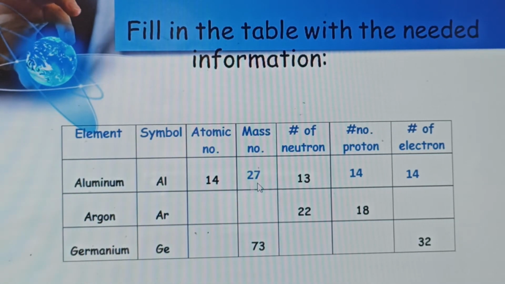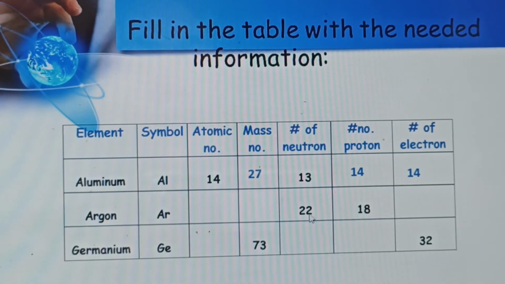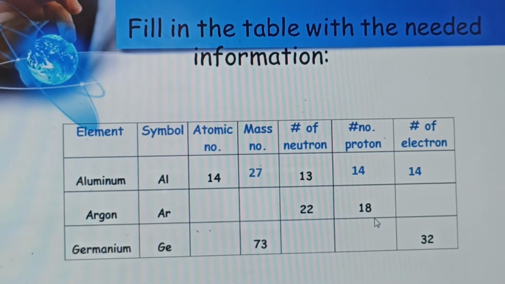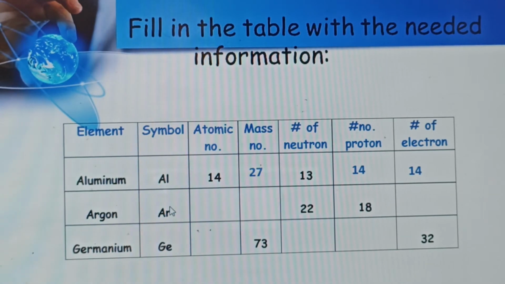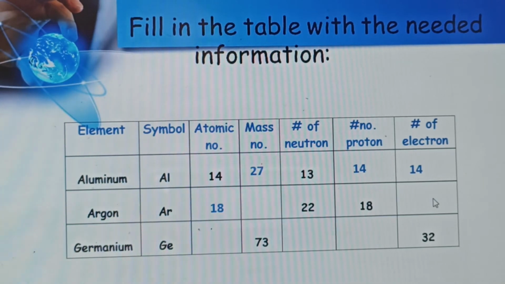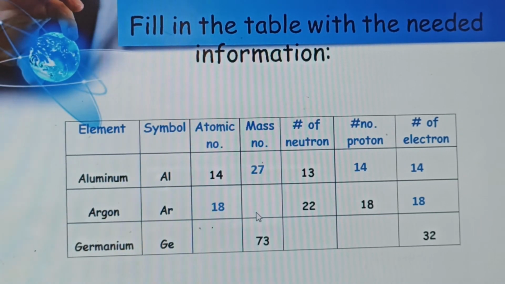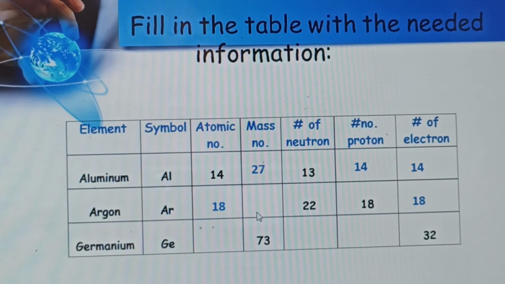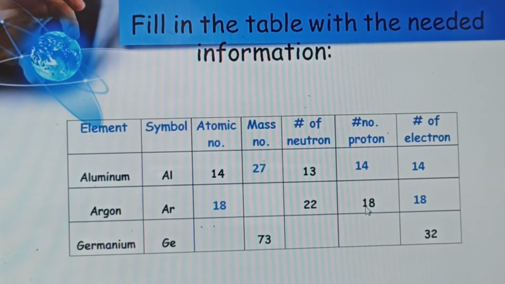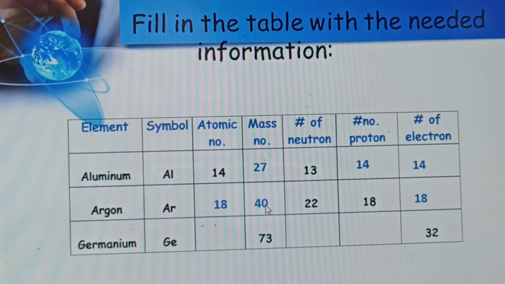All right, so for the second example, let's have argon with symbol Ar. Given are the number of neutrons and also the number of protons. So we can derive that the number of electrons and the atomic number are the same. For the atomic number, we have 18, and the number of electrons will also be 18. In here, mass number is also missing. As I mentioned, you just need to add the number of neutrons plus the number of protons since they are given. So for argon, we have 40 for the mass number.